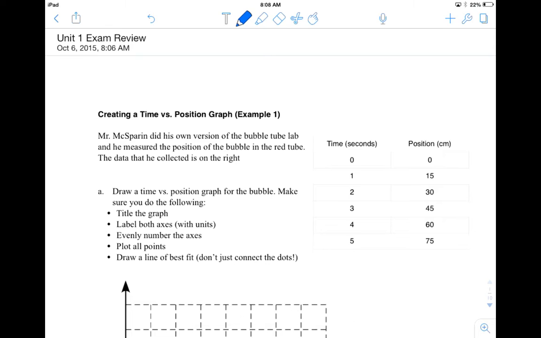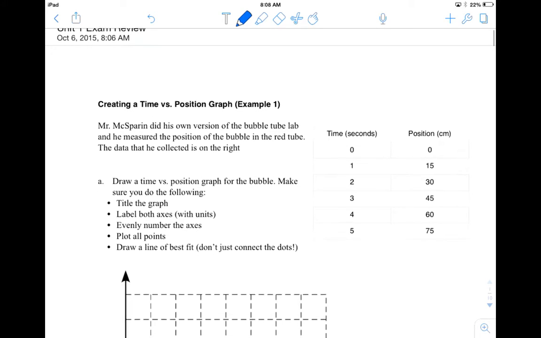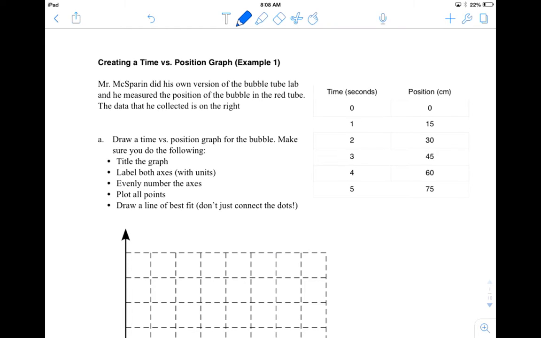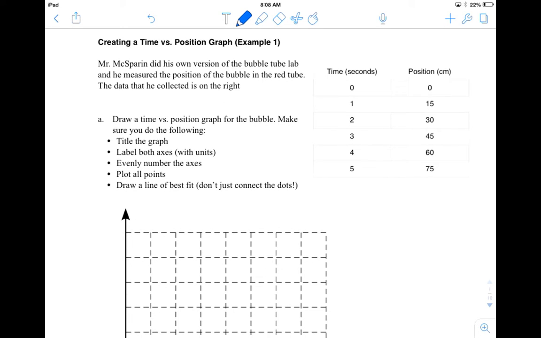Okay, guys, let's talk about this first one, creating a time versus position graph. This is the first example. So remember, I will do this first example, and then you guys can try the second example on your own. So this says, Mr. McSparron did his own version of the bubble tube lab, measured the position of the bubble tube in the red tube, the data he collected.